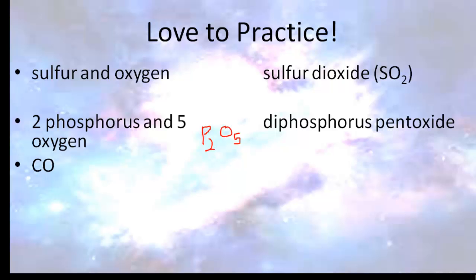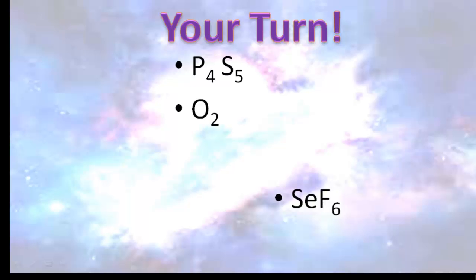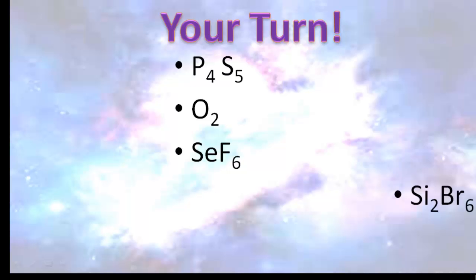Let's try another one. Please pause and think about how you would write that, the name. Carbon monoxide. Notice it's been changed to IDE. Let's try some more. Now you need to write the name given this chemical formula. Try the formulas. What I'd like you to do is I'm going to show you the name, and then you need to go and tell me what the formula is.